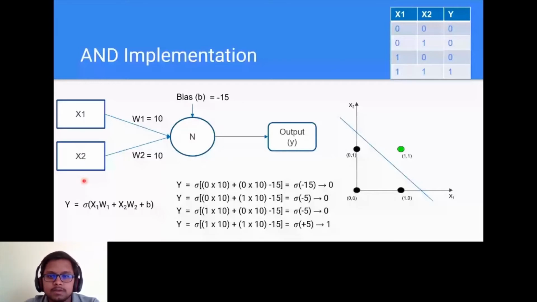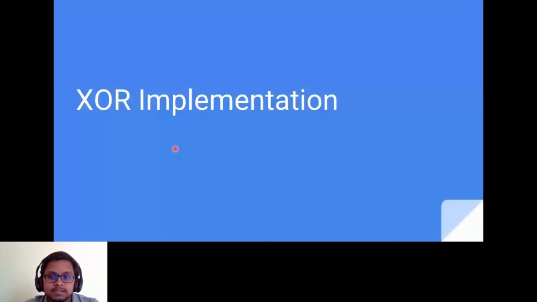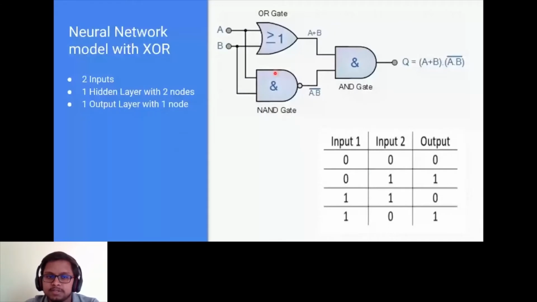Over here, we will see the XOR gate. Now, this is how an XOR gate is usually made. This is how it will usually look in electronics. But how exactly would we implement that as a neural network?